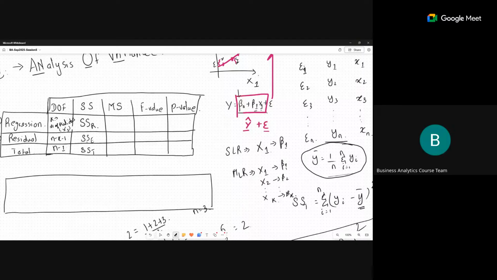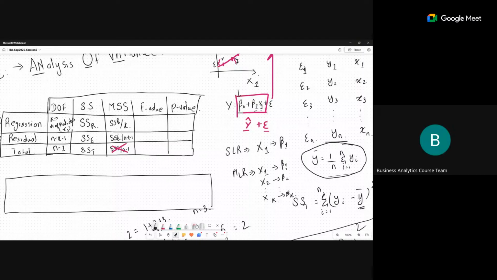So I want the mean sum of squares. I just take the SSR divided by its degrees of freedom, SSE divided by its degrees of freedom, and SST divided by its degrees of freedom. That gives me the mean sum of squares. In most cases, we will not compute this; it is not of interest for us. We'll only be working with these two, SSR and SSE.